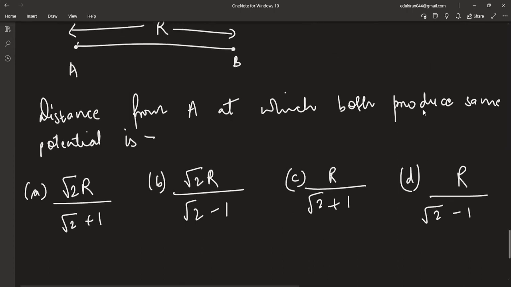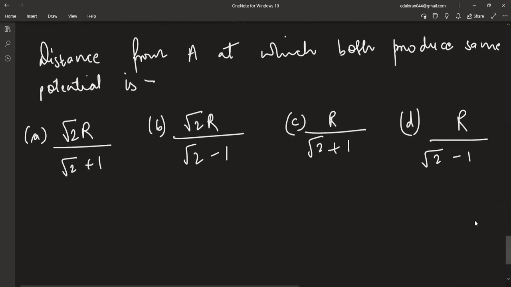This says: find the distance from A at which both produce the same potential. I'll discuss the A point, then I will give you the same question with the B point, so that you will tell me by yourself. It's not a very difficult question, but since it has come in your exam twice, we will discuss it once. An easy question, you will be able to even solve this.